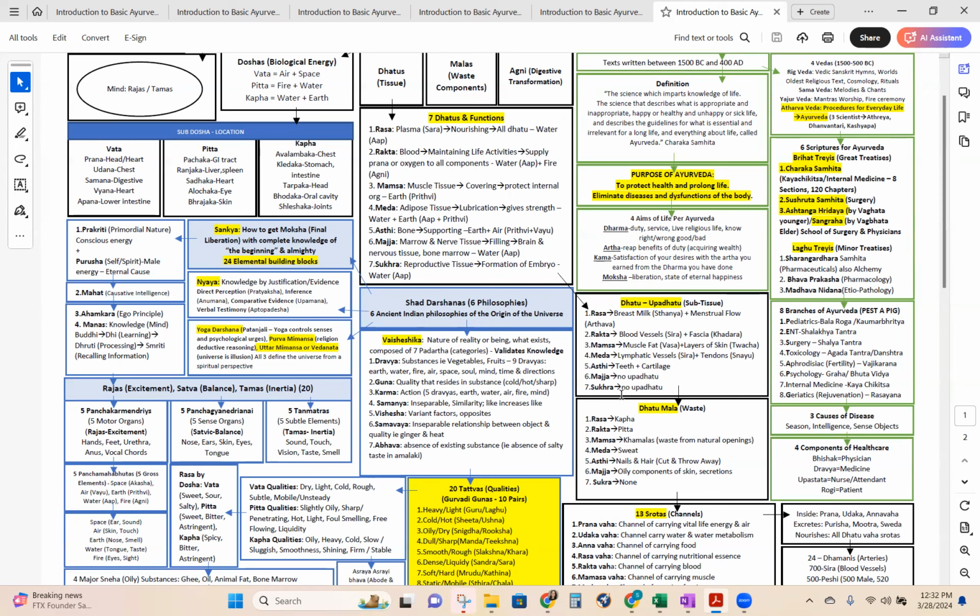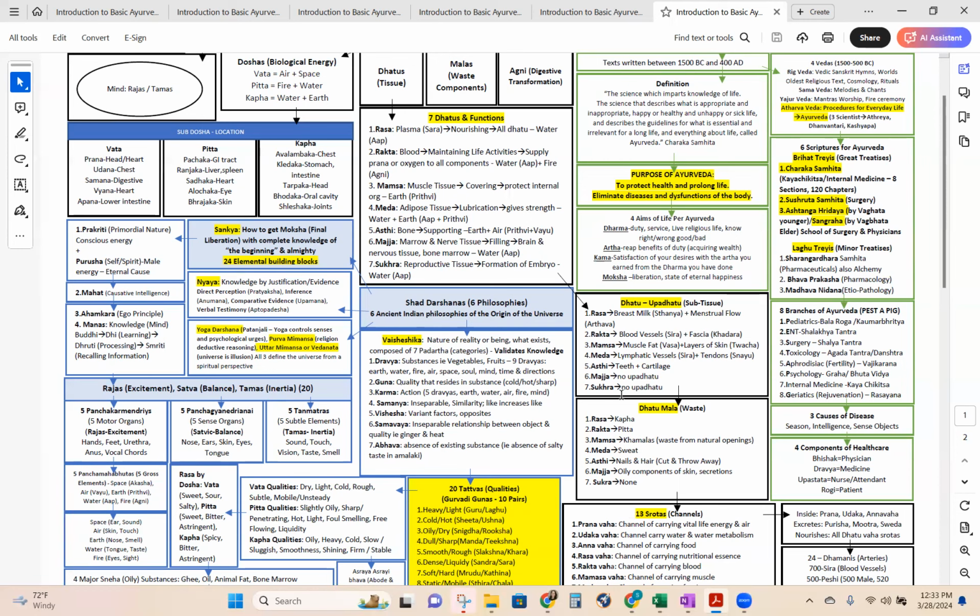And then from there, we have the 3 qualities of Rajas, Sattva, and Tamas. Rajas is translated as excitement, Sattva is translated as balance, and Tamas is translated as inertia. From there, we have the 5 Pancha Karmendriyas, the 5 Panchajnanendriyas, and then the 5 Tanmatras. So those are the 5 motor organs, the 5 sense organs, and the 5 subtle elements.